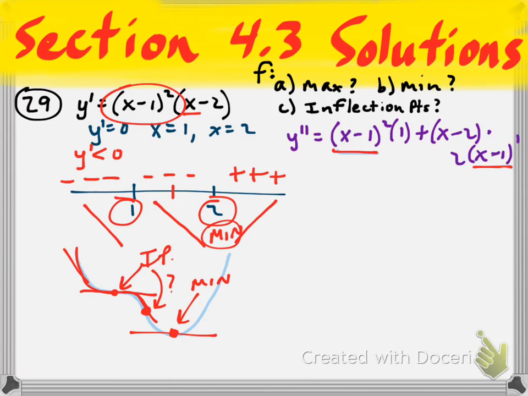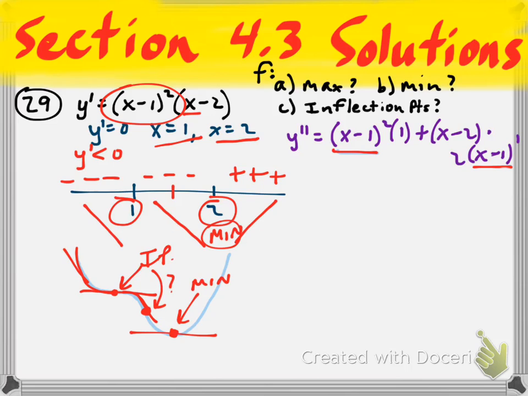So given y prime, we can easily find the critical points for y prime, meaning where y prime is equal to 0. We can see that because it's already factored, y prime equals 0 when x is equal to 1 and when x is equal to 2. We conduct our y prime test to determine the sign of y prime.